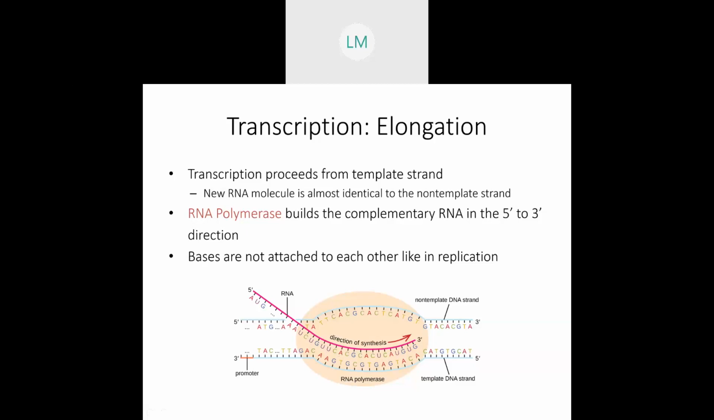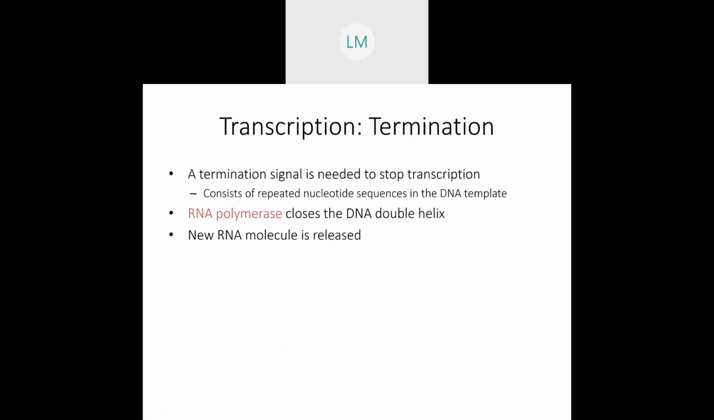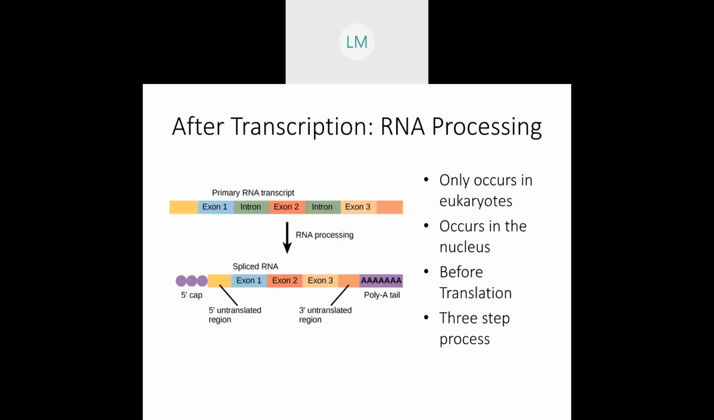And then once this is all transcribed, we are going to be terminating this transcription sequence. So a termination signal is needed to stop it. This is basically a series of repeated nucleotide sequences in DNA that tells RNA polymerase to leave and close the double helix of DNA, and then our new RNA molecule is released. Once it's released, it's going to go out into the cell, and then we're going to get our last part of this central dogma, which is translation, to get our actual proteins that are going to be created.